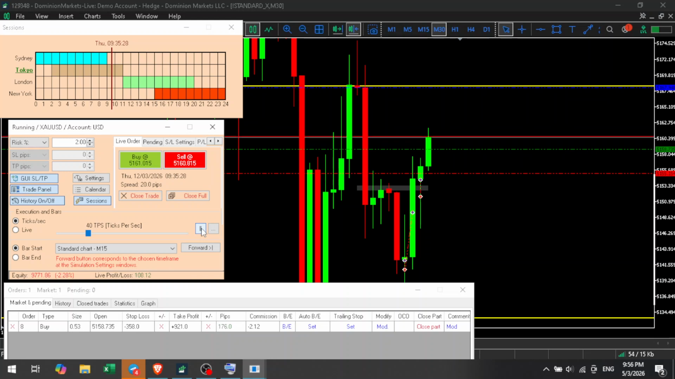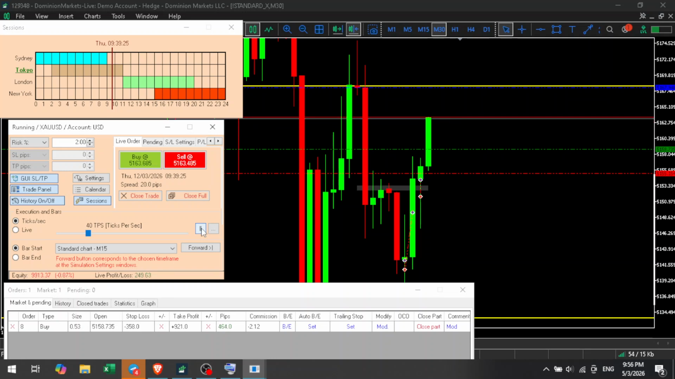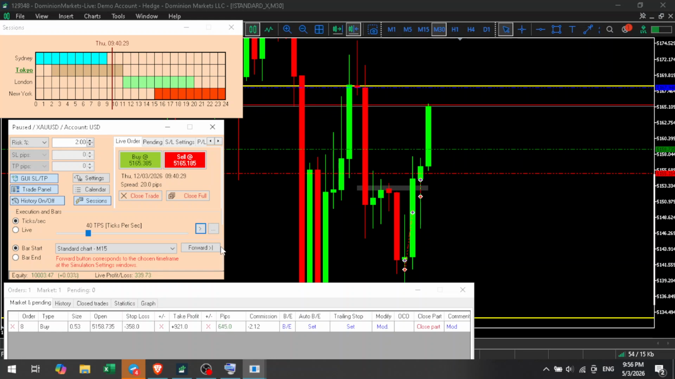What do we have here? 20 pips. Our risk is 35. We are up about 50 pips. Let it push. What is that? 64. We were risking about 35 pips. We are about double that. We are at 2 to 2.